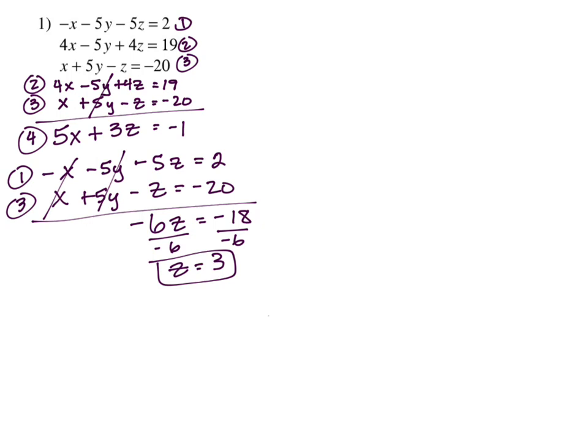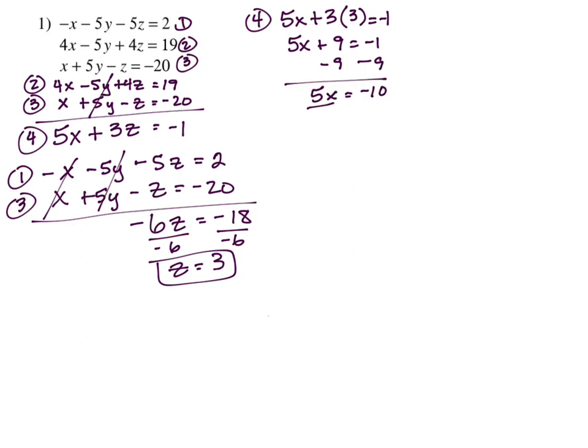So now what can we do with that 3? We can go right into 4. That's so helpful. So in equation 4, we've got 5x plus 3z. And instead of z, I'm putting a 3. And we're able to solve right now for x. And we don't have to do that secondary elimination step because we were able to eliminate 2 variables at once. That won't always work, but when it does, it's sure nice. I get x to be negative 2. Do y'all agree?